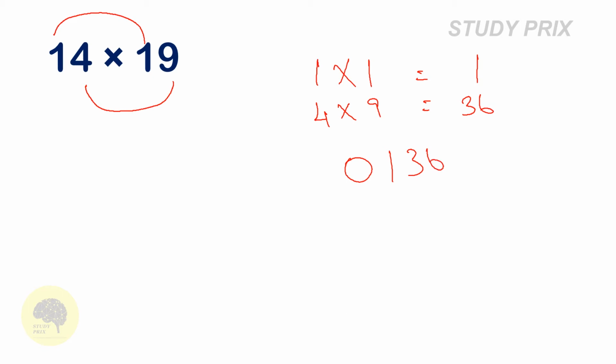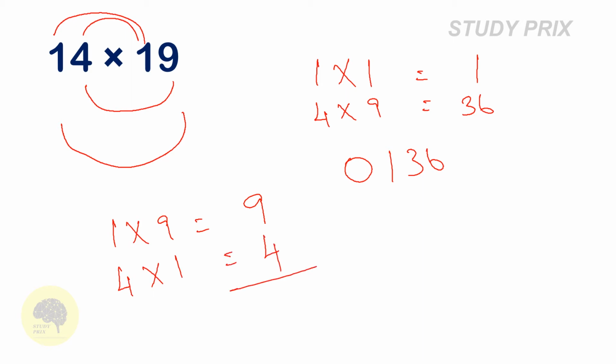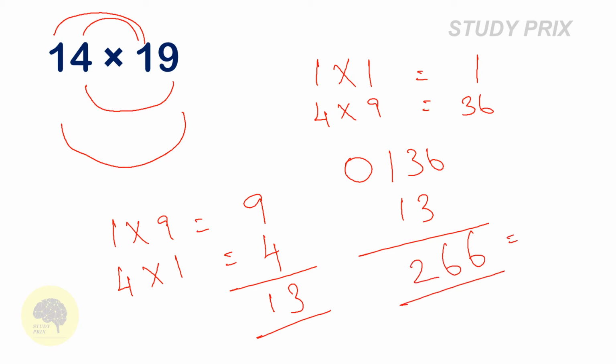Write the 36 here. And the second step we have to do is the multiplication of tens place with another ones place, which is 1 into 9, which is 9, and the tens place with another ones place, which is 4 into 1, which gives 4. And the summation of these gives 13, and we have to write the 13 in the hundreds place and tens place here. So which gives the summation 266. It is the multiplication of 14 and 19.